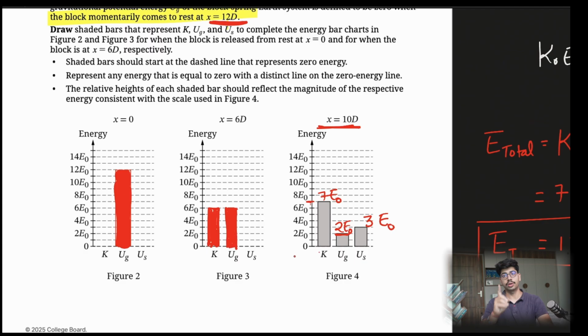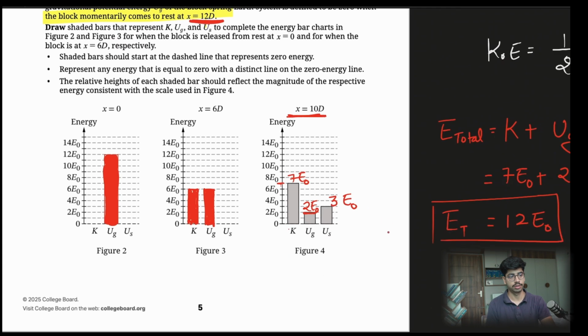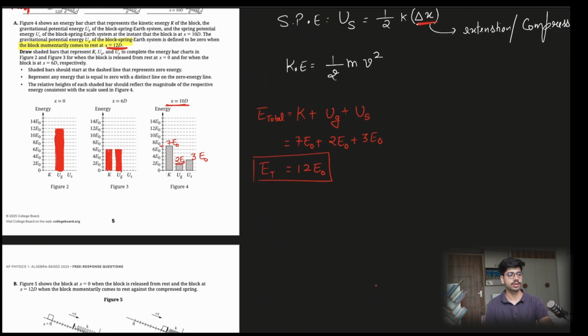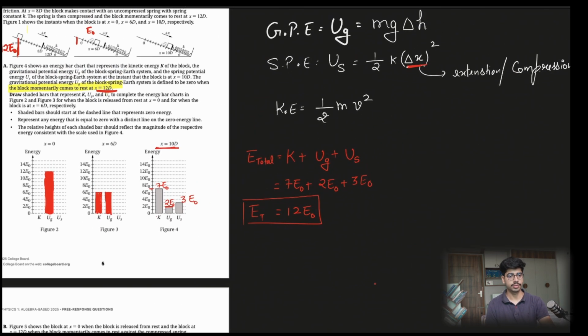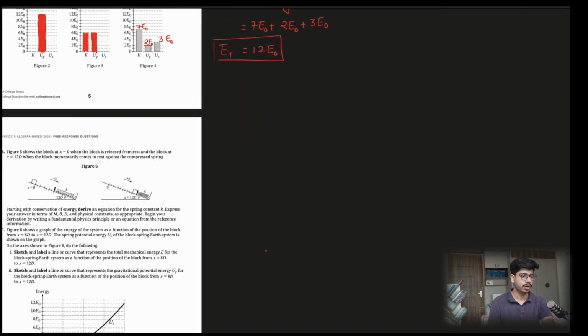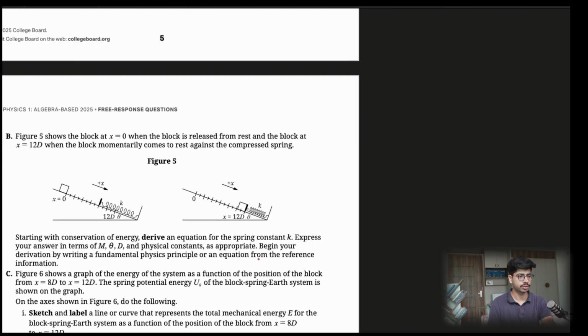Remember, the total energy in the system is 12 E naught. It should be 12 E naught whenever you make it, because the total energy of the system always remains conserved. So this is the whole concept. If you still have confusion, please leave a comment. So now we are going to move to the next part of the question.